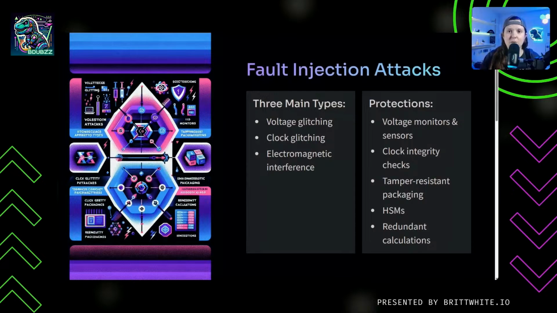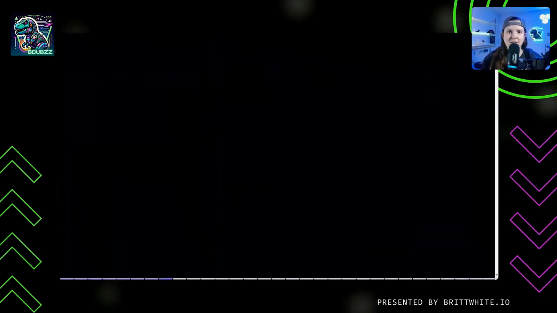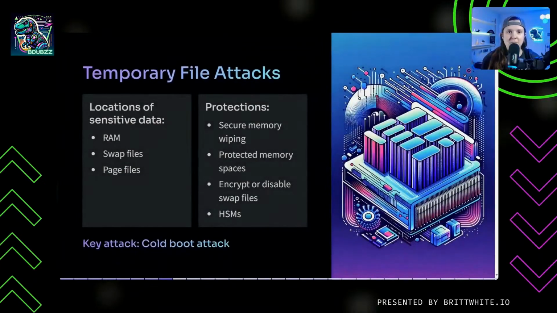Now here's a sneaky one: temporary files attacks. When you encrypt or decrypt data, the cryptographic key and sensitive data can remain in various places, such as your RAM, swap files, and page files. If attackers gain access, they can extract this information from memory or disk, like finding your house keys carelessly left out on a table.